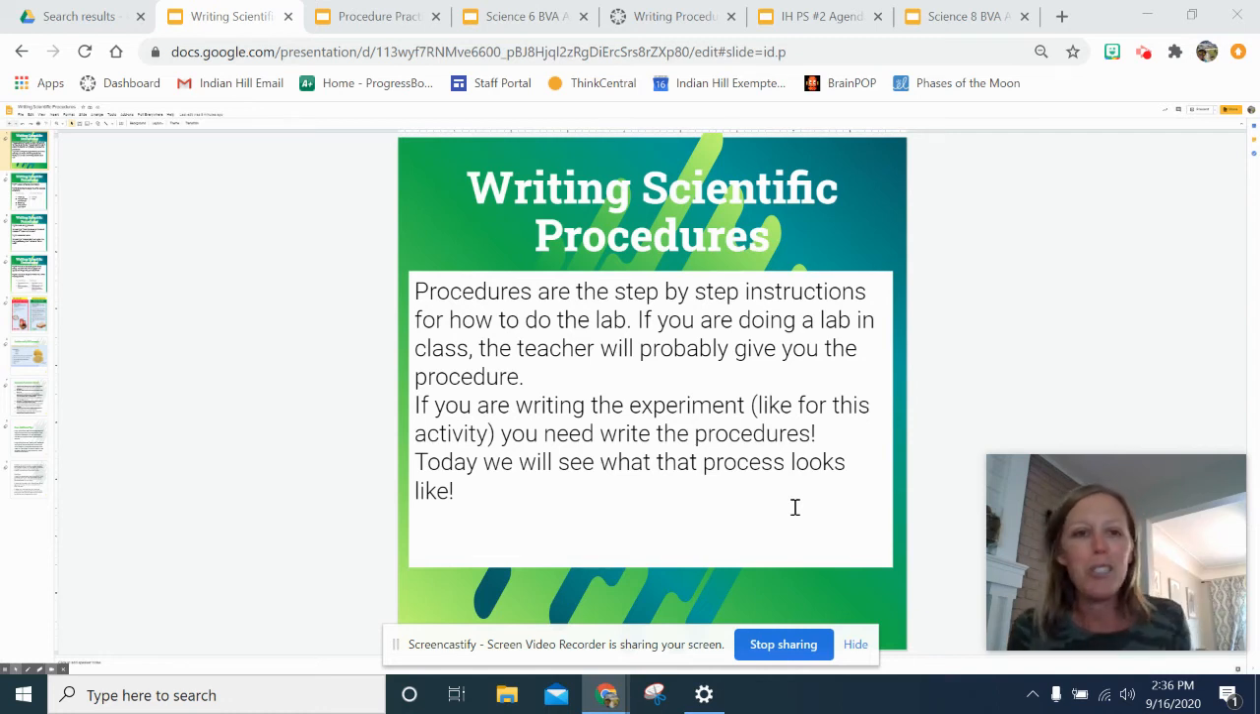So, two procedures. Here we go. Procedures are the step-by-step instructions for how to do the lab. If you were doing a lab in class, I will probably give you the procedures, but if you are writing the experiment, then you have to write the procedures. And I actually really love giving kids opportunities to write their own procedures. One, I think it's a powerful tool because you need to learn these writing skills. But two, I also think it's powerful because you get to plan the experiment to look like you want, as long as it's following the scientific method. Okay?